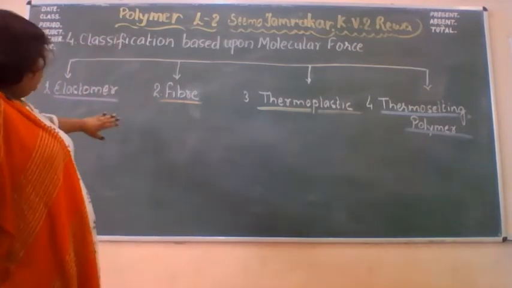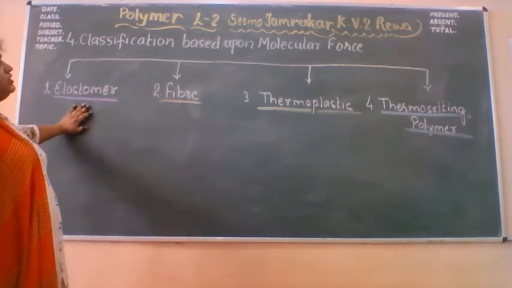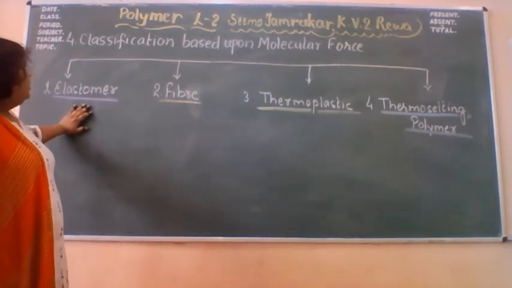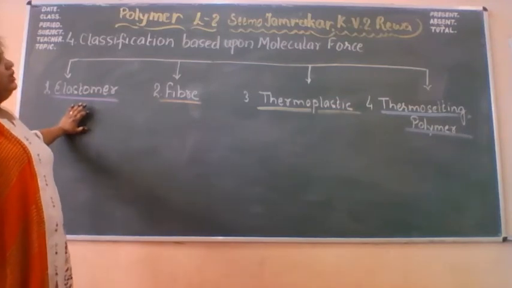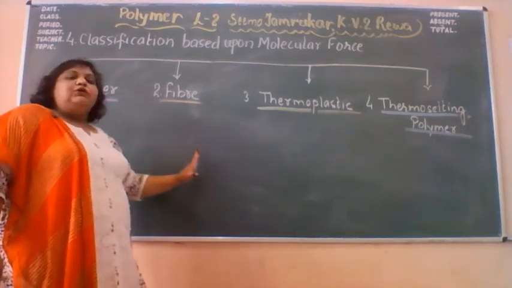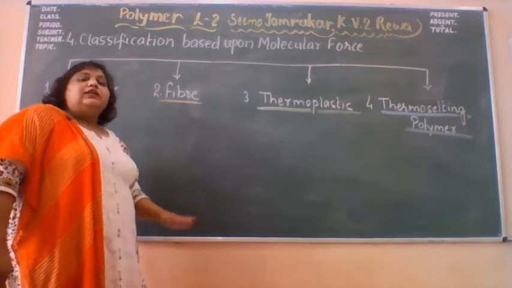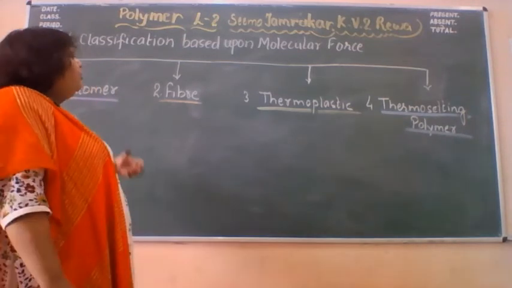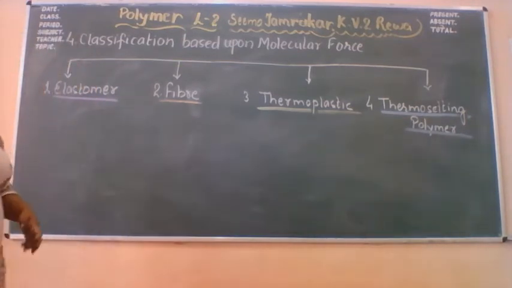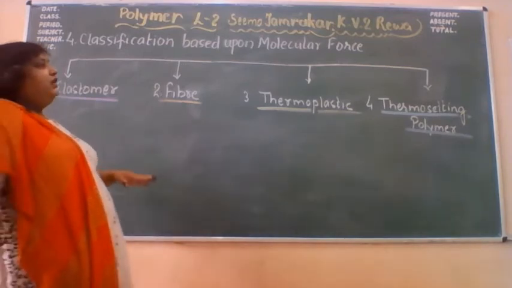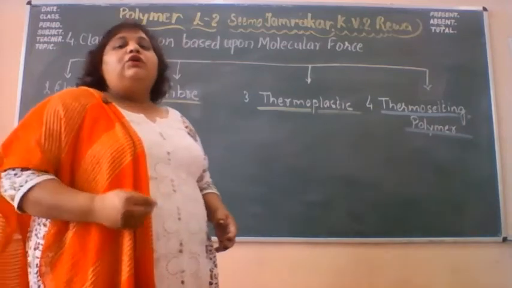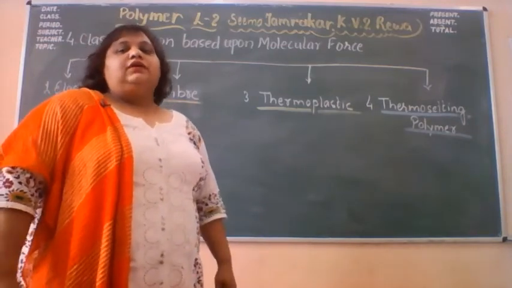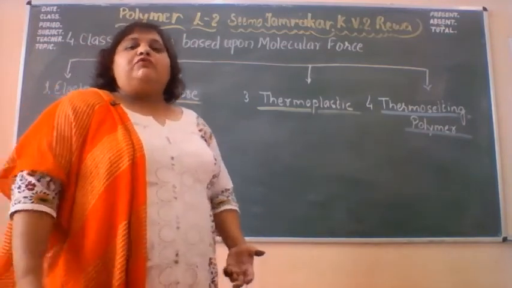Now I am starting the fourth classification of the polymers, based on the molecular force. The monomer units are the small units. They are combining together by one or another means, and definitely when the units combine together, some sort of force is present there. The force may be of different kinds.